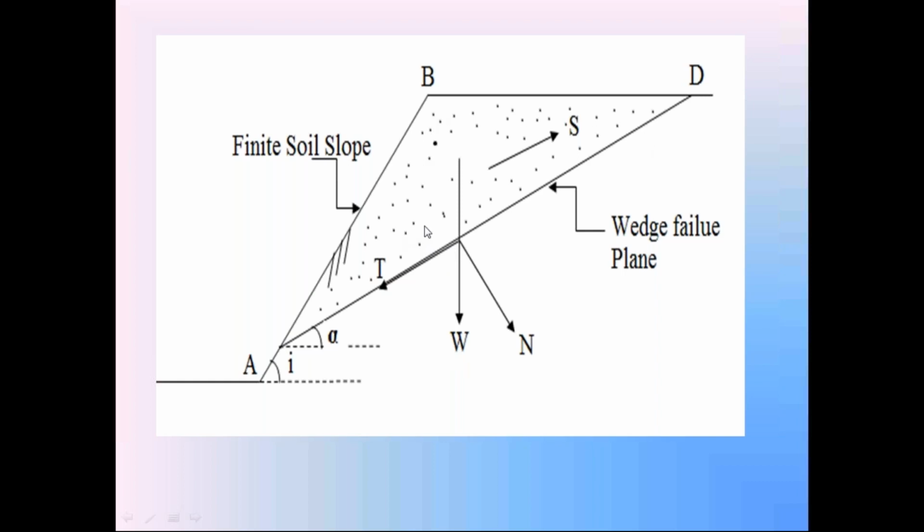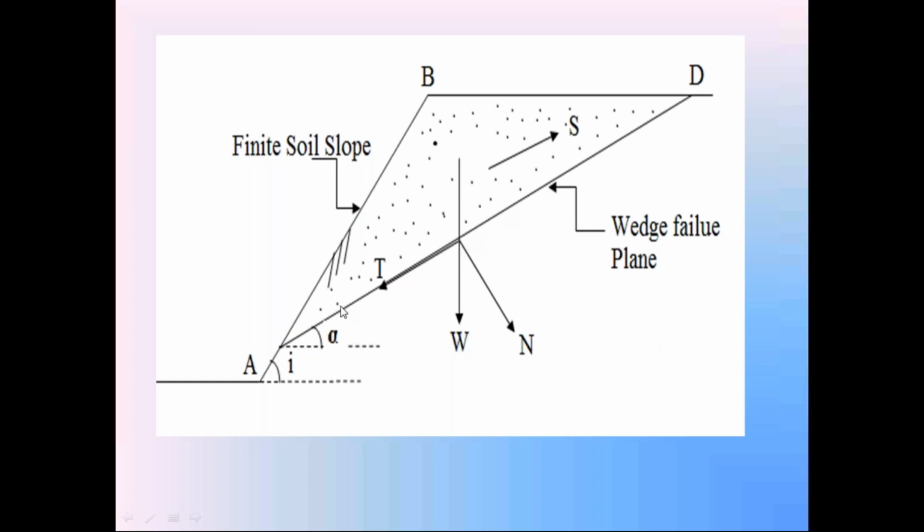I am explaining to you, dear students, please listen carefully. I am explaining how to find out the factor of safety of this finite soil slope about this failure surface AD. First we calculate the volume of this soil portion ABD. By knowing the unit weight gamma, we calculate the weight of the soil portion W. W is acting vertically downwards.